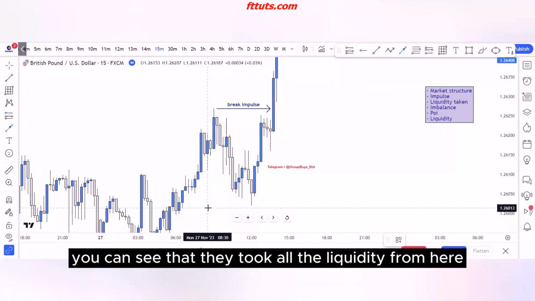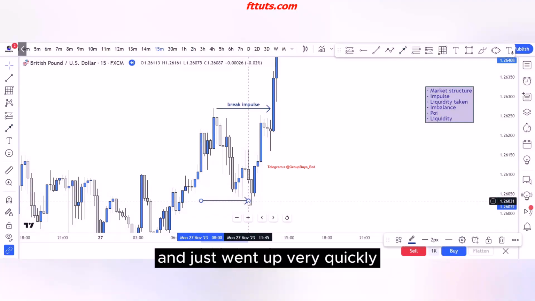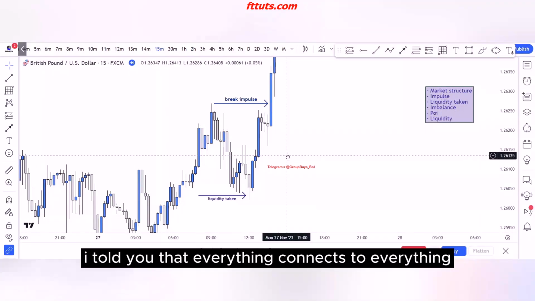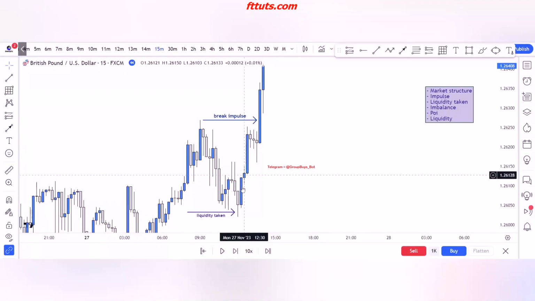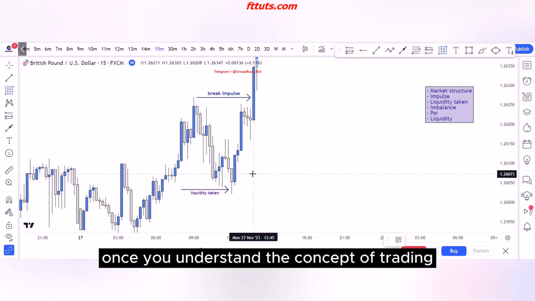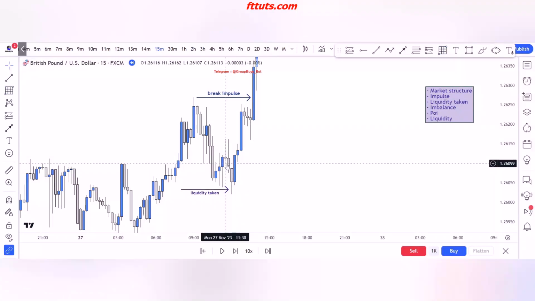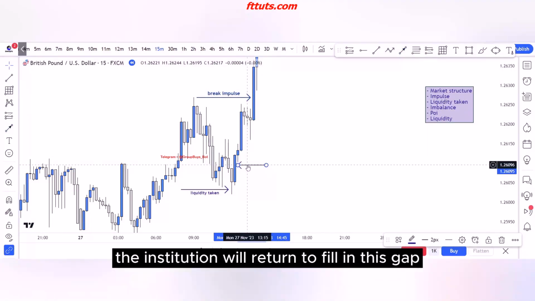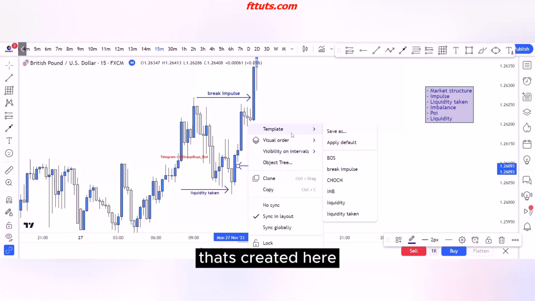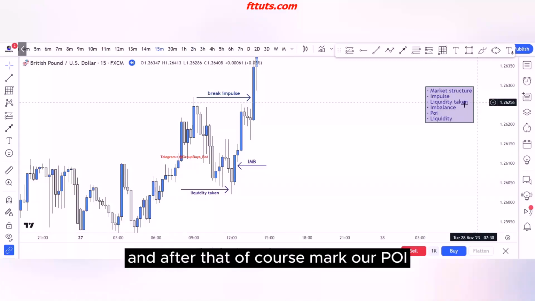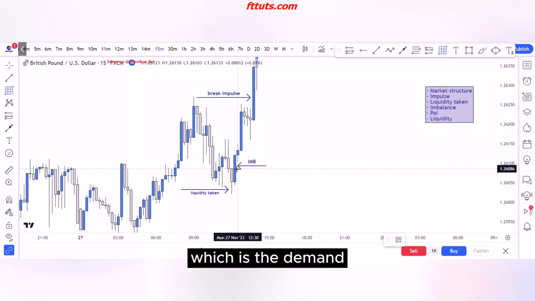You can see that they took all the liquidity from here and just went up very quickly and caused the structure to break. I told you that everything connects to everything. Once you understand the concept of trading, everything will be clearer. The next thing is the imbalance. We will mark it like this. We know that the chances are that the institution will return to fill in this gap that was created here. And after that, of course, mark our POI, which is the demand.